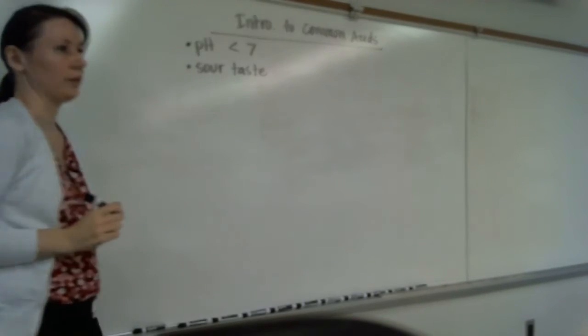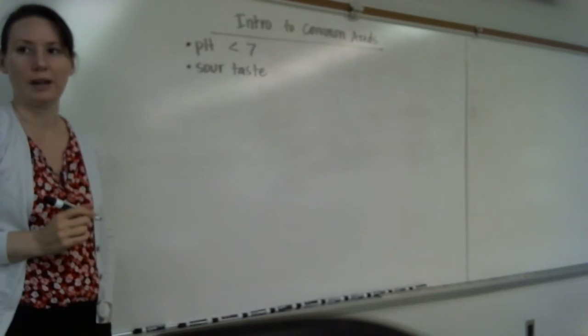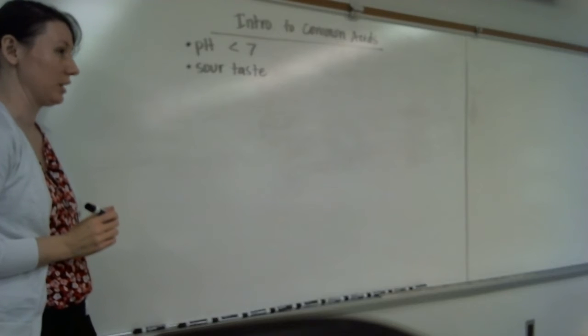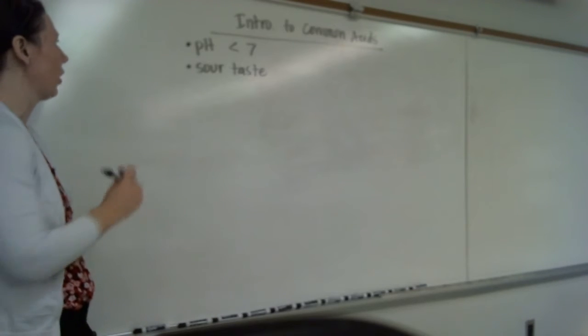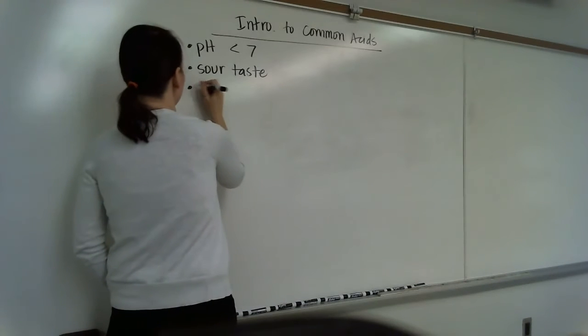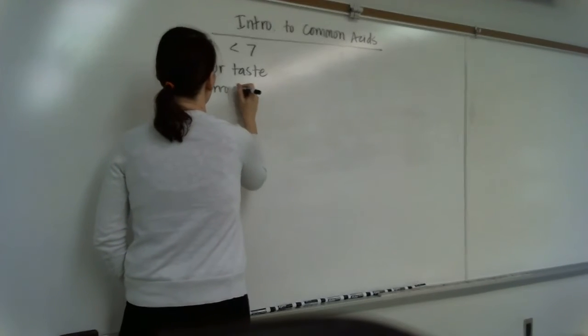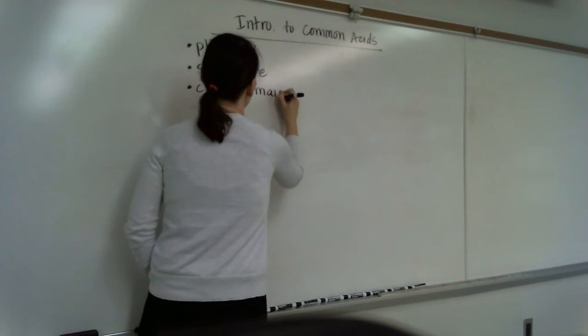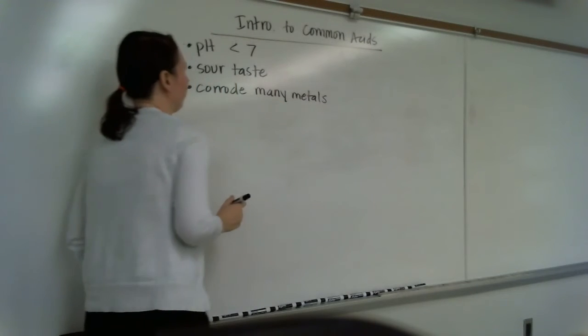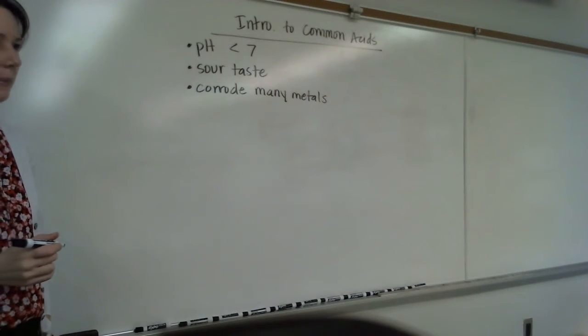Right, so think of some things that taste sour. Lemon juice, right? That tastes sour. Lime juice. All of those kinds of things that have a sour taste to it. Sour candies, all that stuff. All come from those acid components. They corrode many metals. Those are some general properties of acids.